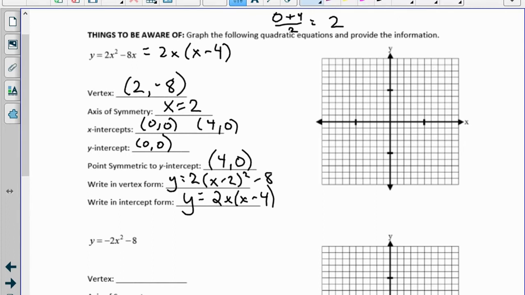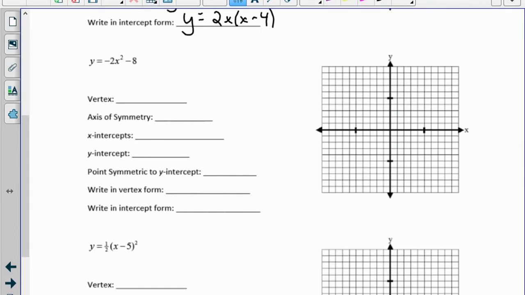And so now graphing this should be pretty simple, because I have a vertex at 2, negative 8, over 1 up 2, over 2 up 8 gives me all of the points that I need. I tried. Smartboard writing is hard.